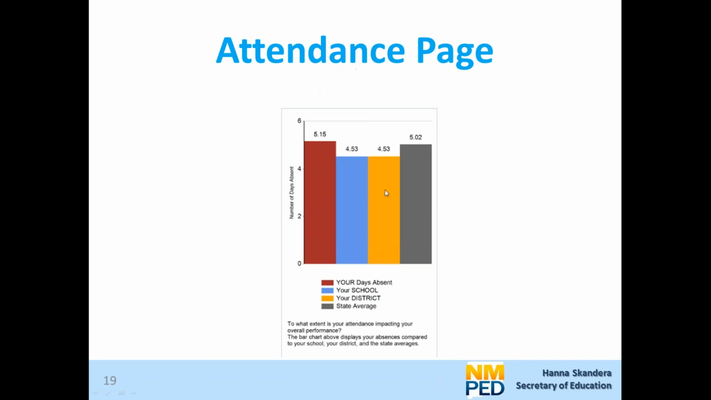Attendance. So again, attendance here, the number of days absent reported from the district to the state for this teacher was 5.15 days. And this teacher's absences are relative to the school, district, and state. You might ask yourself, or the teacher might ask, or you might ask the teacher, to what extent is my attendance impacting my overall performance?